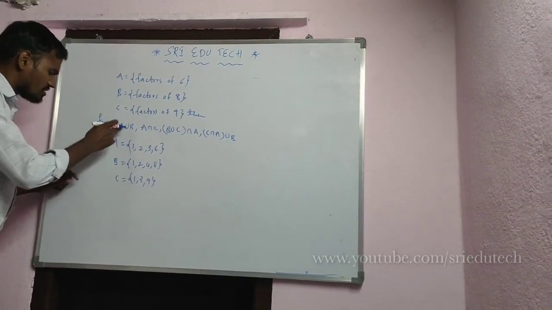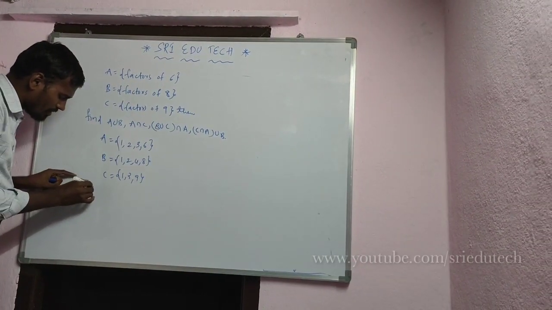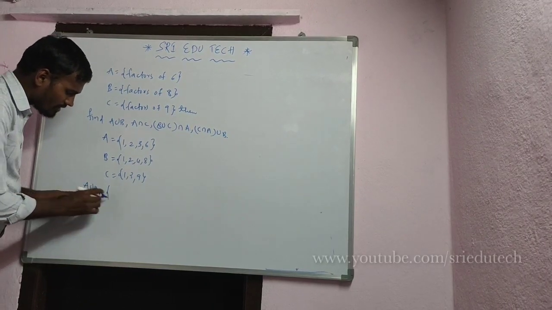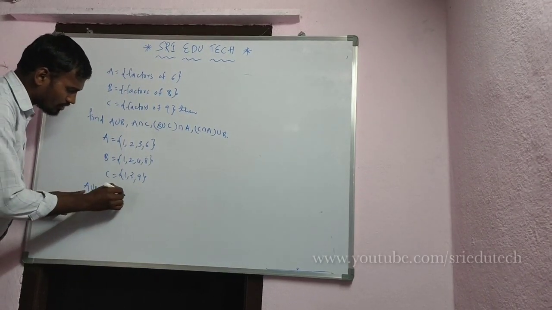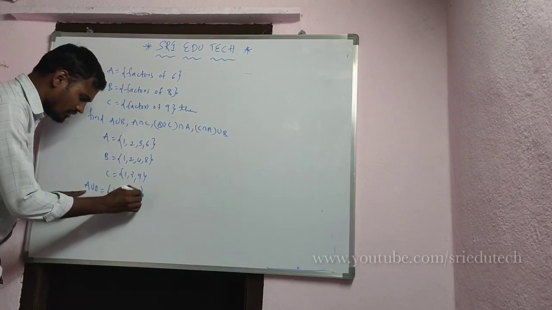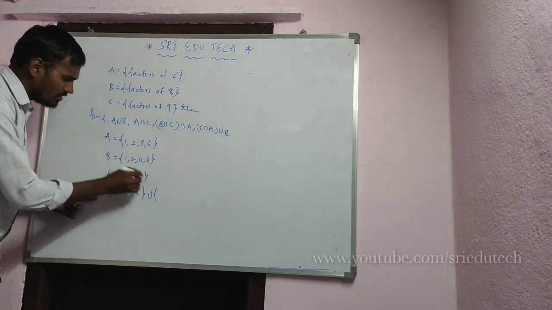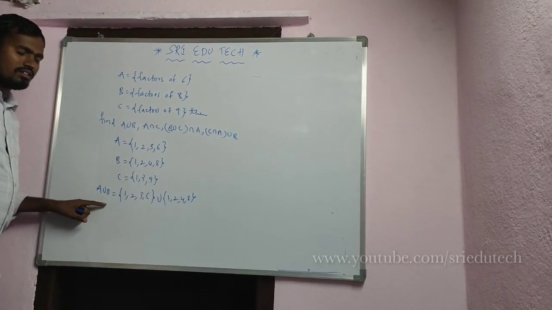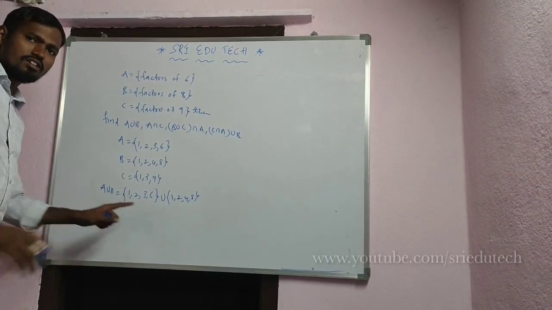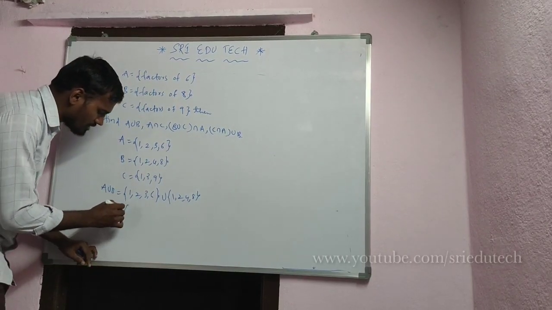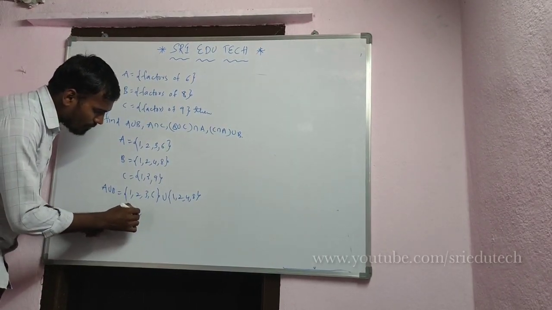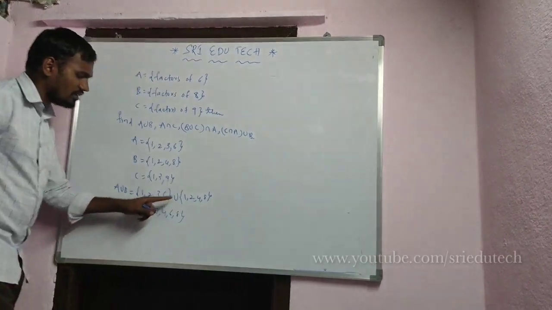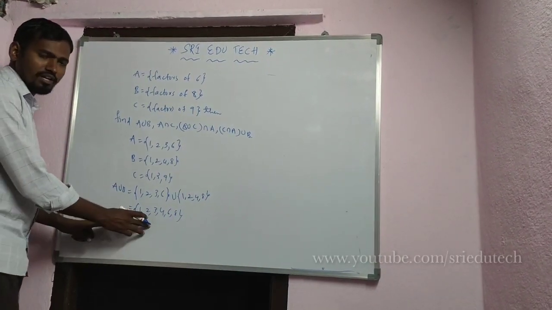Next, first one A union B. In A union B, what is A? 1, 2, 3, 6 union B means 1, 2, 4, 8. You know already union means combination of two sets. See, 1, 2, 3, 4, 6, 8. This is A union B.